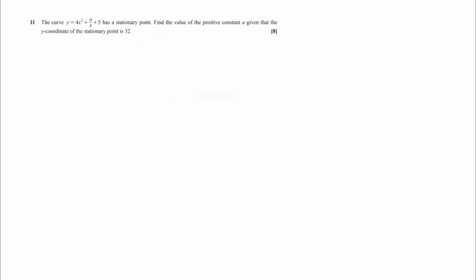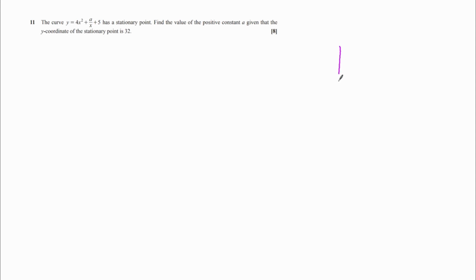Okay, if we go to the next question, which is the last question for this exam paper: the curve y equals 4x squared plus a over x plus 5 has a stationary point. Find the value of the positive constant a given that the y coordinate of the stationary point is 32.